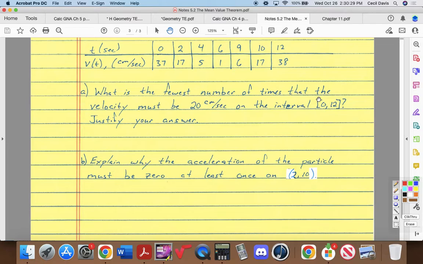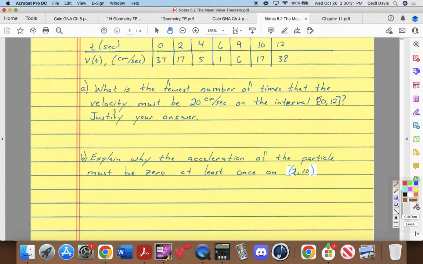I'm going to at least get the A and B part done here. What is the fewest number of times that the velocity must be 20 centimeters per second on the interval from 0 to 12? What's the fewest number of times that it must be 20? How come? Okay, that doesn't really explain, but I know what you're saying. Say more.